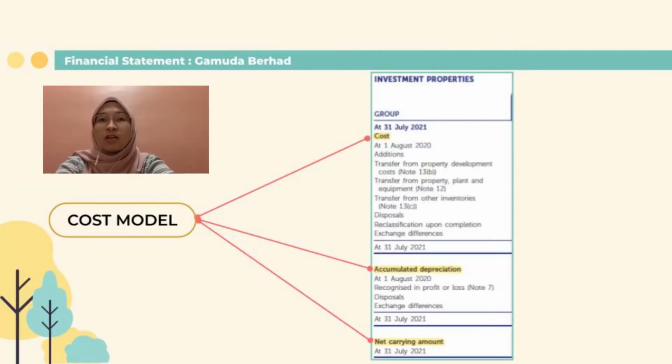In the financial statement of Gamuda Berhad, there is also a passage about investment properties. As you can see, this is the financial statement of 2020, and it states the costs, accumulated depreciation and net carrying amount. So we can conclude that Gamuda Berhad is using the cost model for investment properties and also PPE.